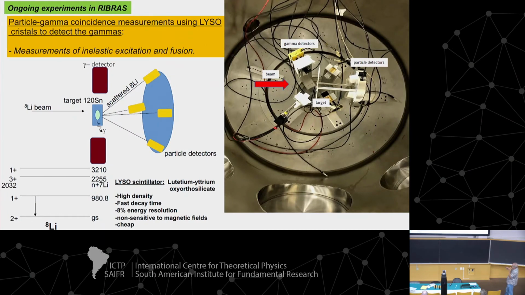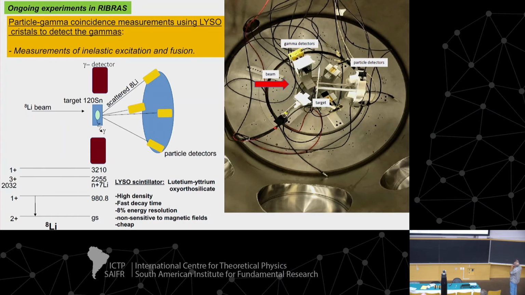We are presently mounting a system to measure gammas. So as I said, gamma is not easy to measure, but nowadays there is a new kind of scintillator, which is the LYSO scintillator. It's a crystal which is not sensitive to magnetic field, so it can be used in the magnetic field of RIBRAS. So the idea is to use these LYSO crystals to detect the gammas together with particle detectors and make gamma-particle coincidences. So we did an experiment. This is a photo of the experimental setup.